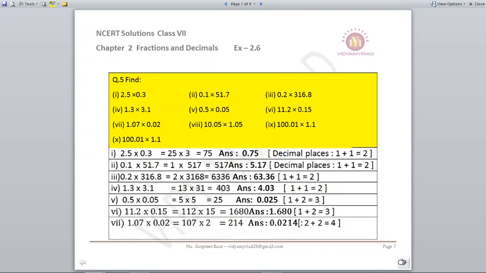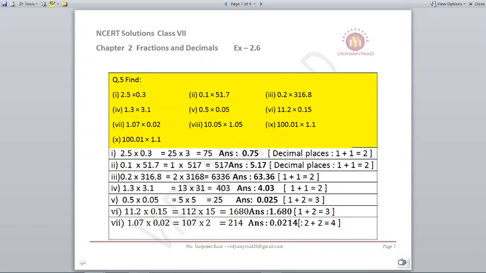316.8. Multiply first, 2 into 3168 gives you 6336. How many decimal places were there? 2. From where should I count? Right or left? I should always start counting from my right and move towards the left. So 6 and 3 and put a decimal.